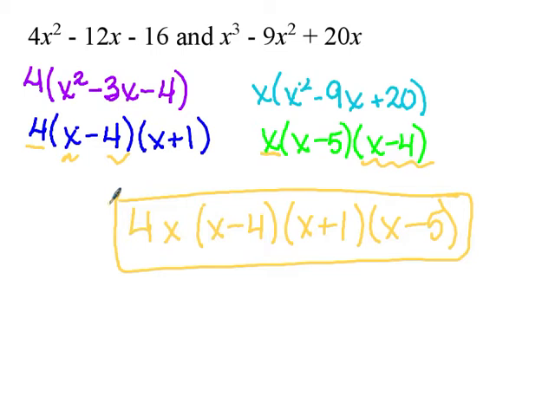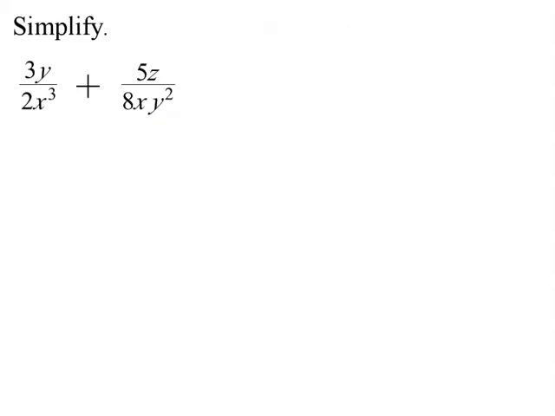Questions? All right, so this is where we're going. Simplified: 3y over 2x cubed, plus 5z over 8x squared y.